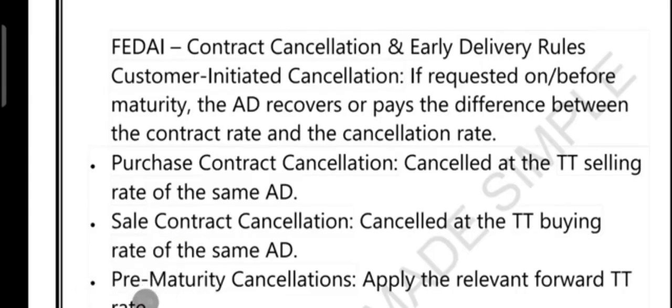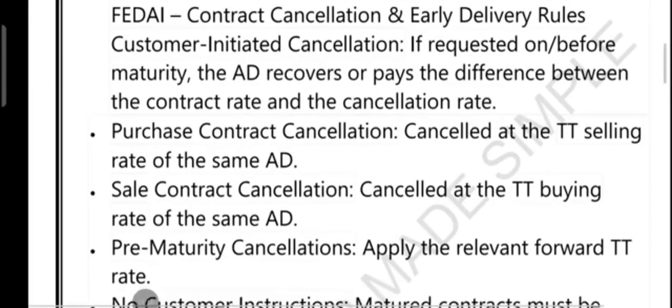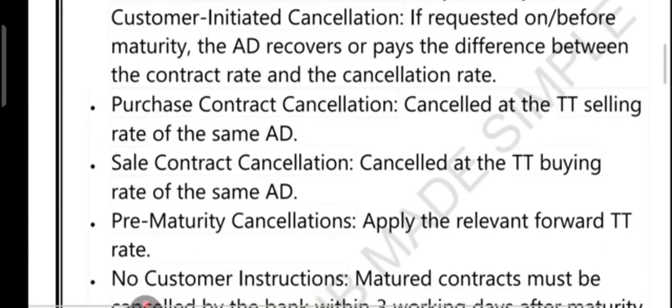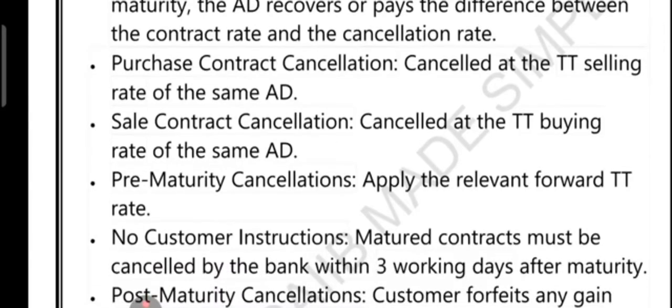So that is the point. Now, for a purchase contract, which means you are buying foreign currency, cancellation is done at the TT selling rate, and for a sale contract, in which we are selling foreign currency, cancellation is done at the TT buying rate. Remember, they are the reverse, they are the opposite.